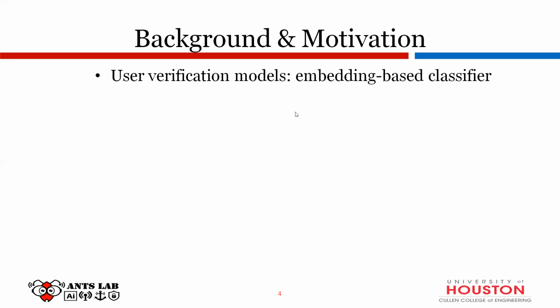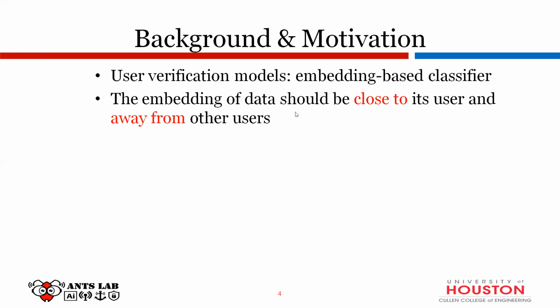And all of those verification systems have user verification models, which are based on an embedding based classifier. So what does that even mean? Here I'll give a quick explanation. The embedding of data should be close to its user and away from other users. You can see those embeddings as maybe some user characteristics or user preferences.